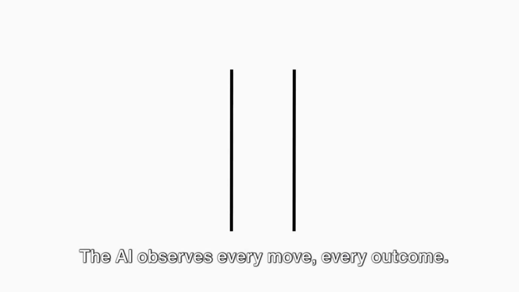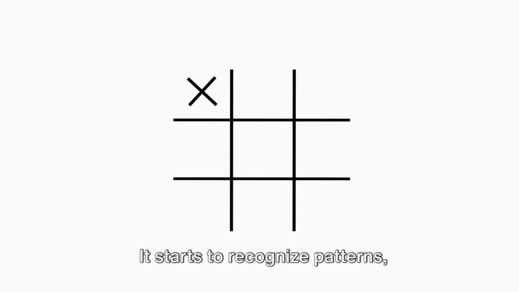Now the game progresses. The AI observes every move, every outcome. It starts to recognize patterns, understand strategies. It learns from every victory, every defeat. This learning process is iterative.